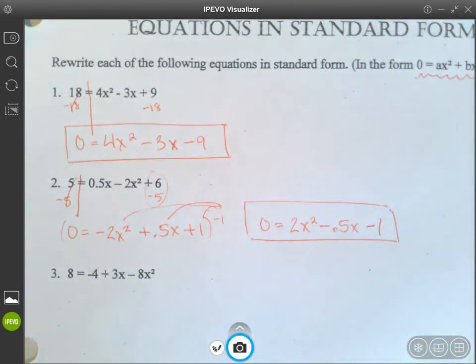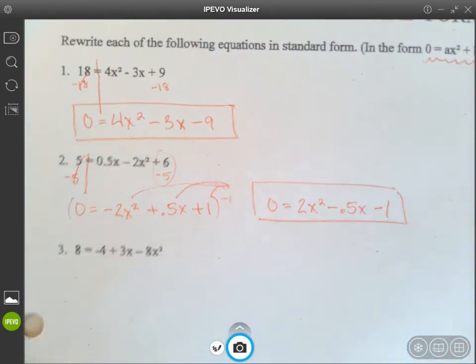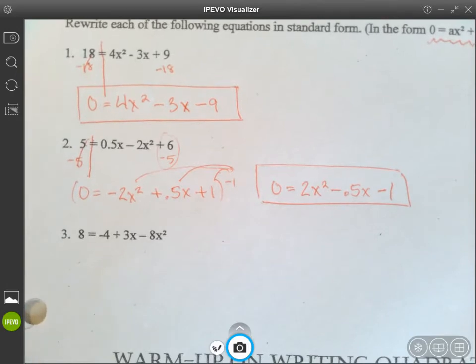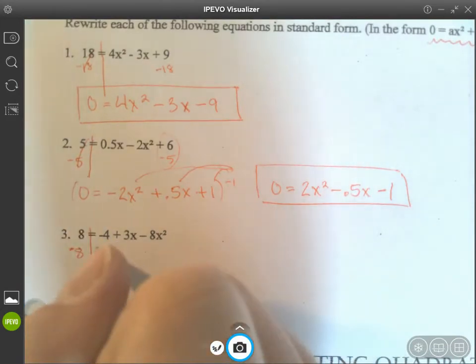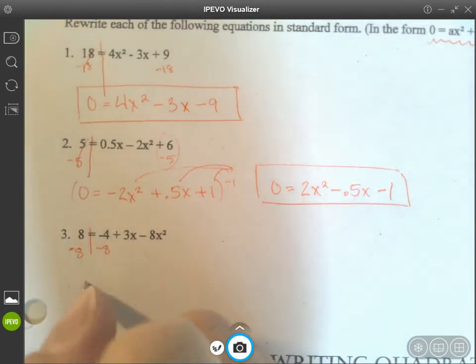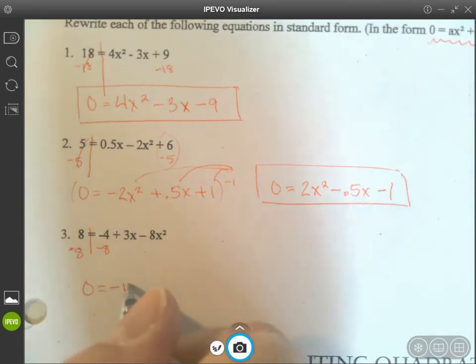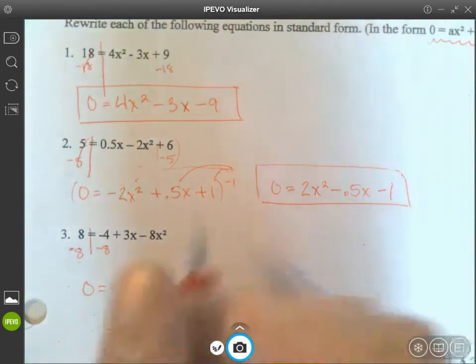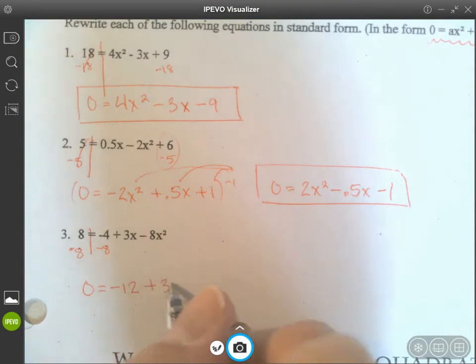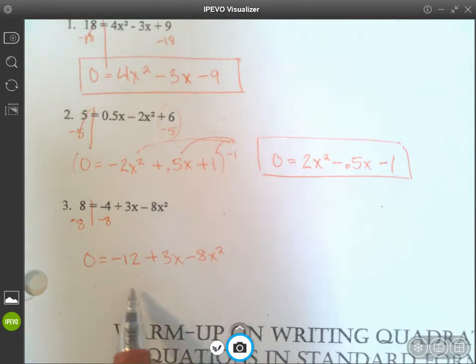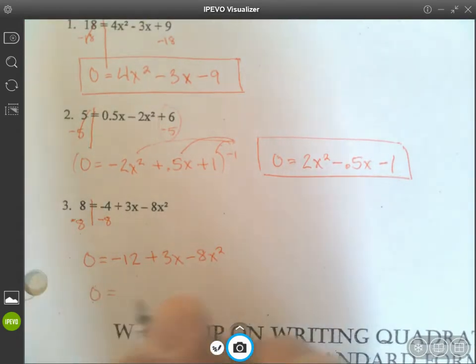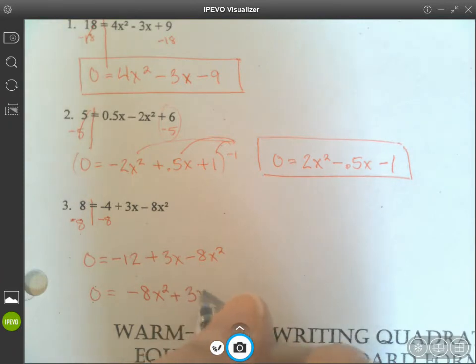All right, go ahead and you do number 3 and put it in standard form and make it a positive x squared. I'll wait. All right, let's see how we did. I went ahead and I just moved this 8 over by subtracting it, and I paired it up with its like term. So I've got 0 equals negative 12. Oh, I don't want to put it in different order, huh? Well, if I put it in the order that I have it, I'm going to move it around. So I wasn't paying attention. So I'm going to rearrange it. This would be 0 equals negative 8x squared plus 3x minus 12.